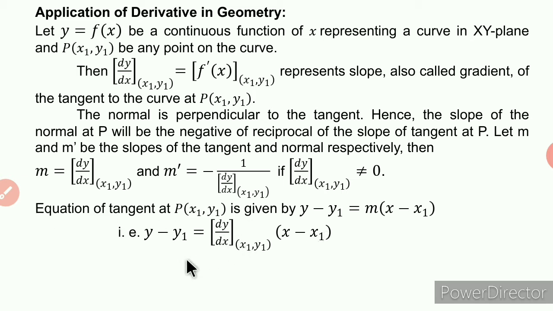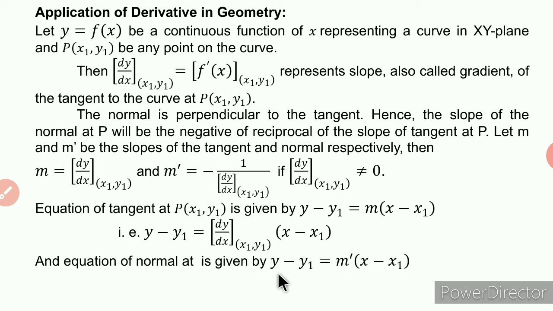Similarly we can find the equation of normal at the point P(x1, y1) by using the slope point form again. It is y minus y1 is equal to m dash into x minus x1, because m dash is the slope of normal and it is given by minus 1 upon dy by dx at (x1, y1). So substituting this value here, where m dash is equal to minus 1 upon dy by dx at (x1, y1). In this way we can find the equation of tangent as well as the normal to the curve at the given point.